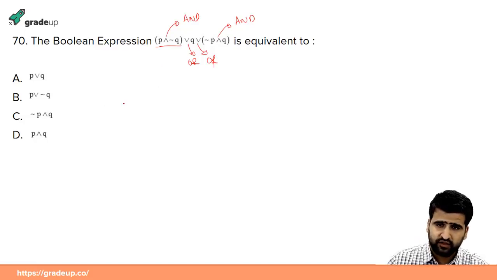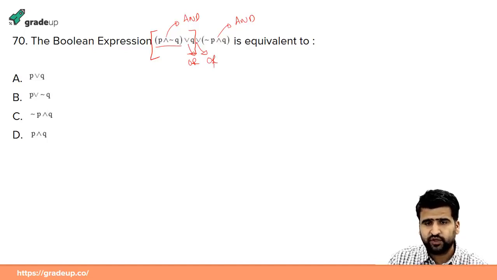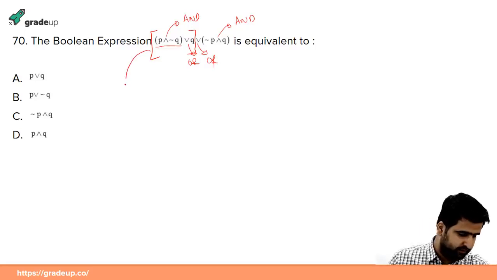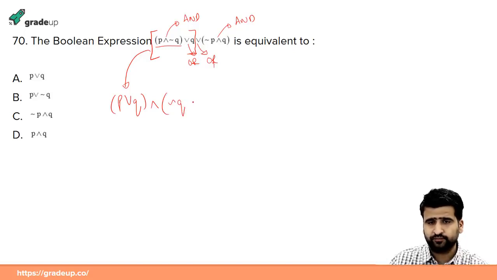So let's start solving this question. First of all, I am going to solve these two parts, P and negation of Q. This symbol represents negation: Q, not Q. If you solve this bracket, you will get somewhat like this: P or Q, and negation Q or Q, and the rest of the part is the same.